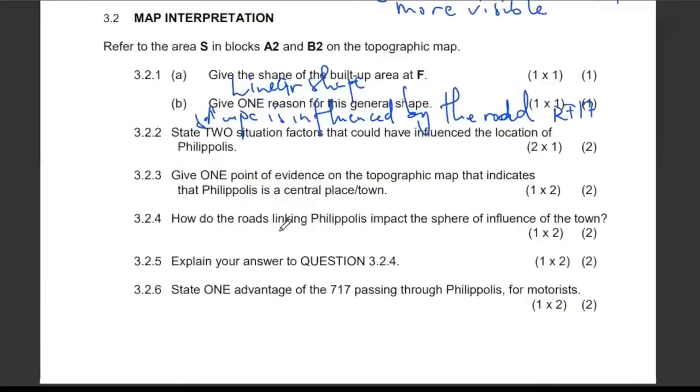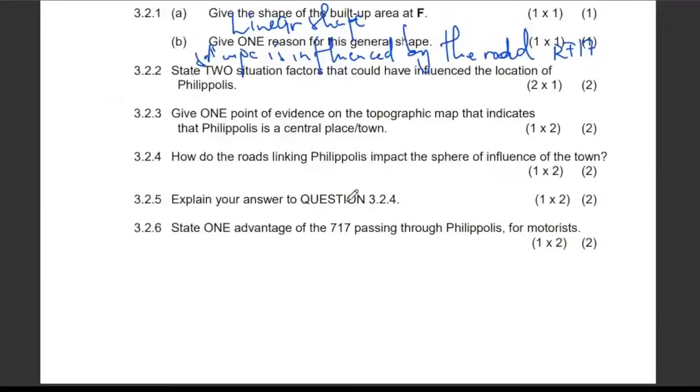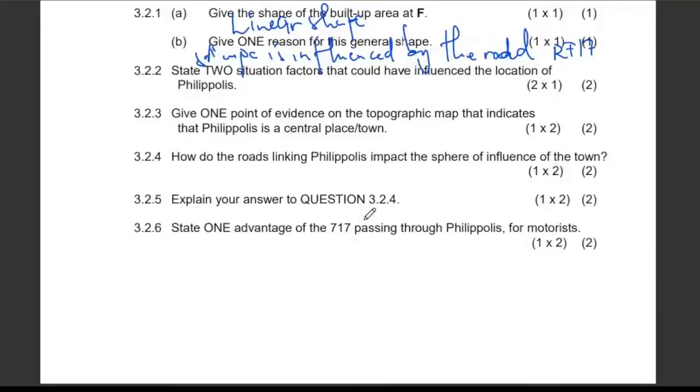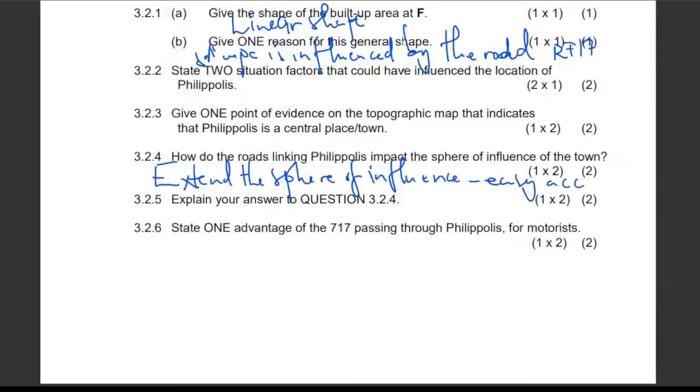Right, checking on the next question. How do the roads linking Philippolis impact on the sphere of influence of the town? Remember, the sphere of influence is an area from which a settlement attains people supporting its services. The roads linking Philippolis are going to extend the sphere of influence because of ease of access. If a place is easily accessible, people are willing and able to travel longer distances to access services in that central place.